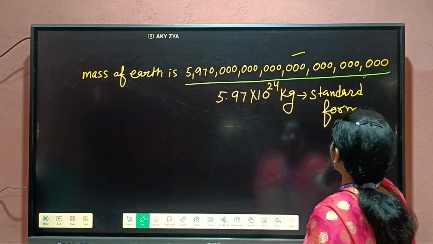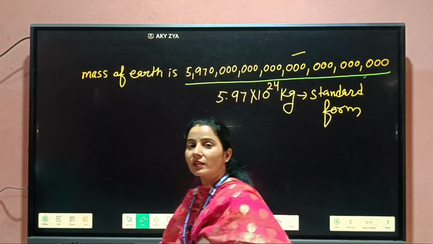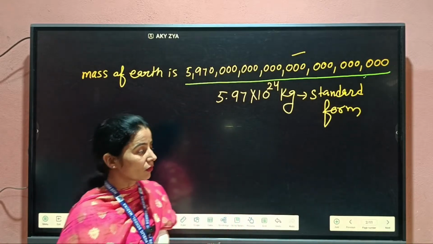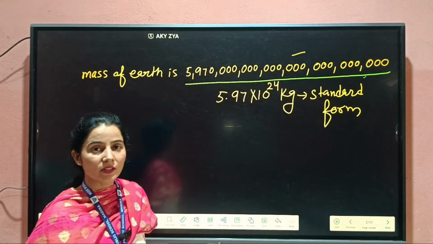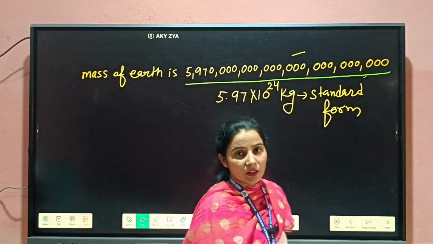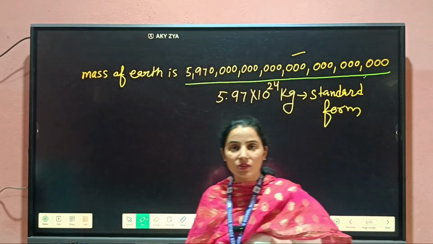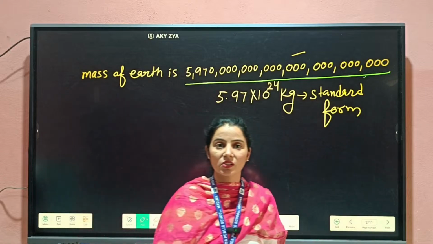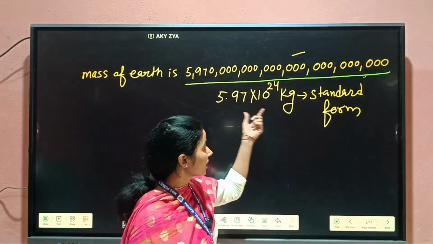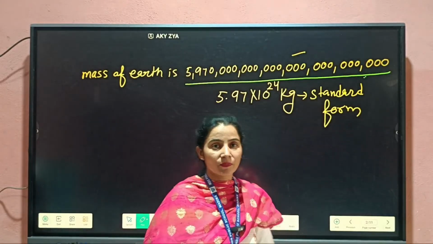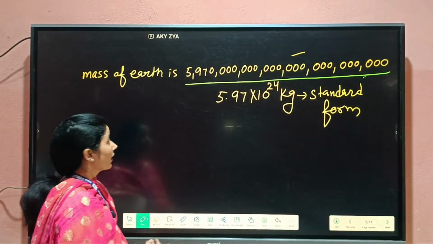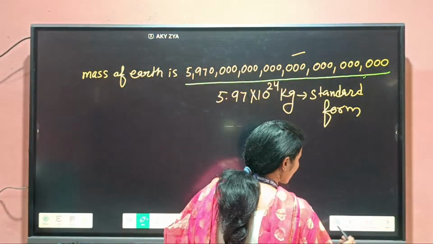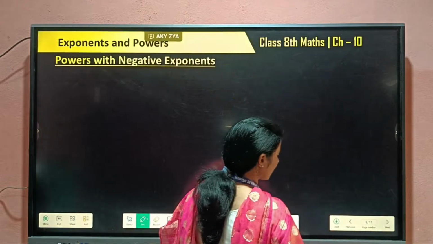Later on we will discuss how we can represent a number in standard form and from standard to usual form. Before this, I want to tell why we need exponential form. It is useful to represent large distance, large mass, large calculation in simplest form, in standard form, so that we can use and read them easily. That's why we need exponential form.